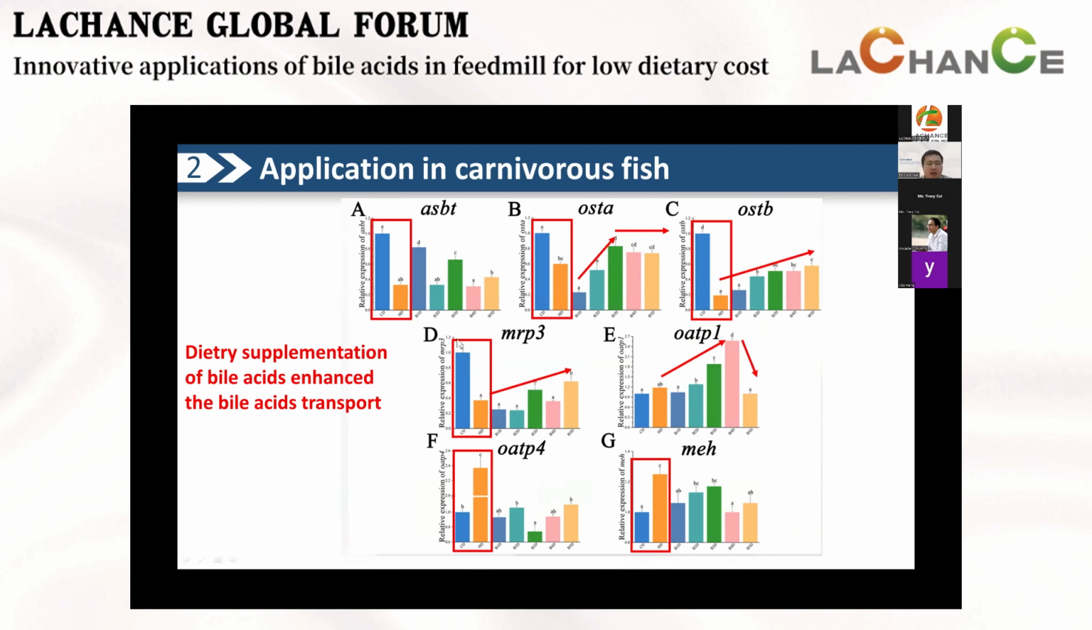And we also detected the bile acid transport related genes. We can see that the bile acid transport related gene expression was decreased in the high-fat group, and after we supplemented bile acids in the high-fat diet, their gene expression was increased. So dietary supplementation of bile acids enhanced bile acid transport.